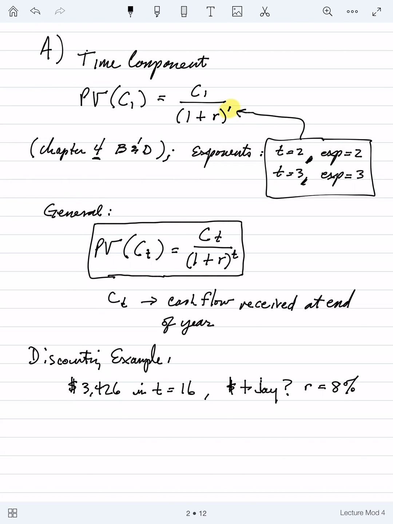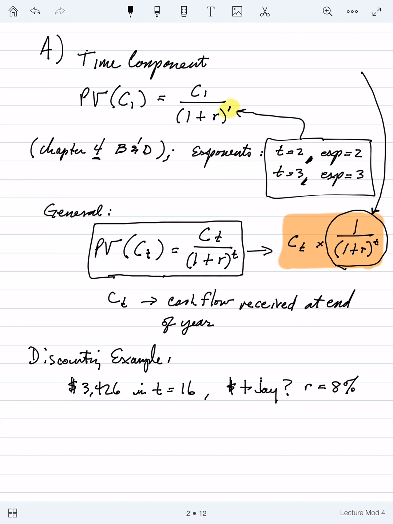Okay, so there's a notation. We can rewrite this, right? We could say that CT is times 1 over 1 plus r to the t. And the right side part of this, that right side here, is often referred to as a discount factor.